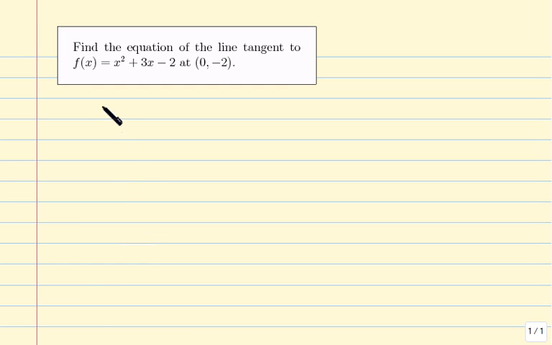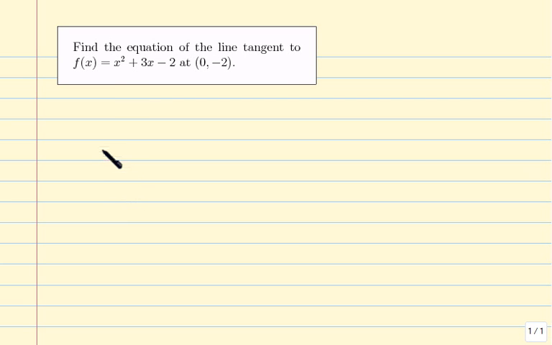Okay, so in this question, we need to find the equation of the line that's tangent to this function at this point. Now, let's think about this. What information do we need to find equations of lines? Well, we either need 2 points or a point and a slope. Notice we have 1 point. If we could just find either another point or the slope, we'd be in business.